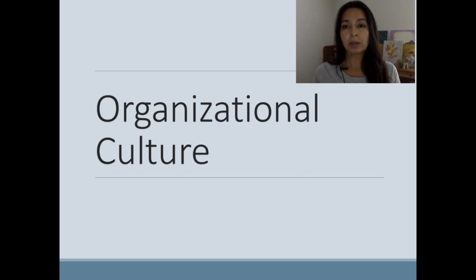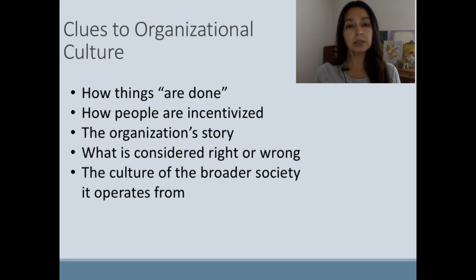But clues about organizational culture can be derived from the following: how things are done, or what the observable patterns of behavior are. So for example, are the organization's employees rushed to complete tasks? Do they frequently work late? Are they expected to be available at all hours, etc.?